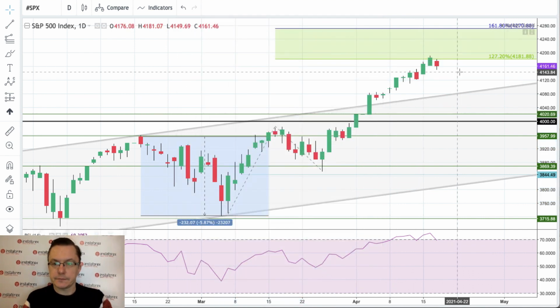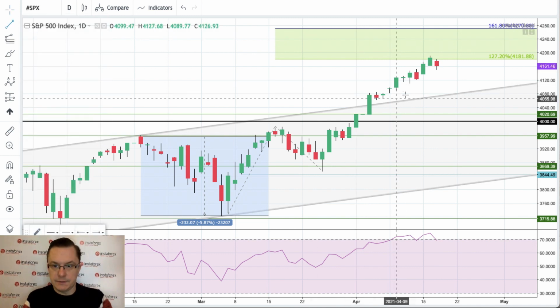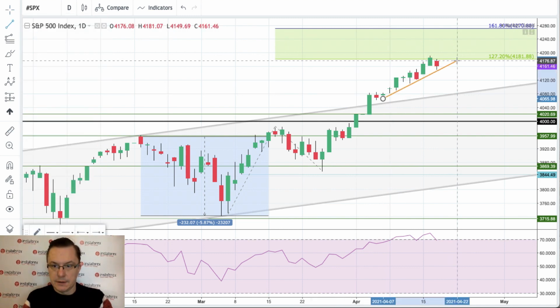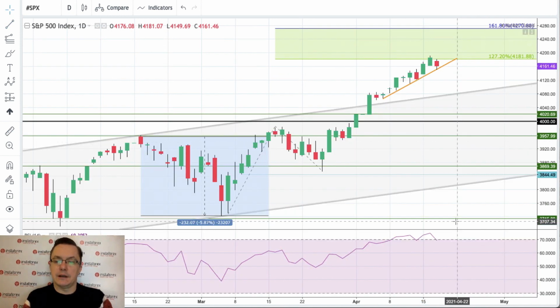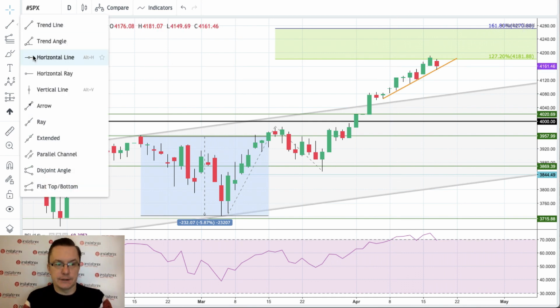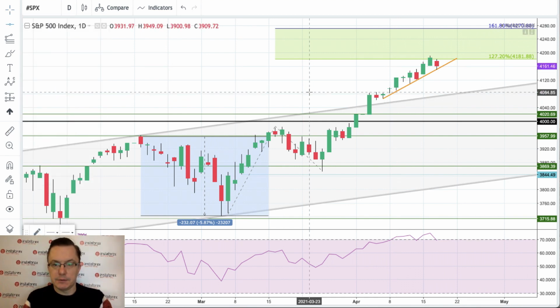There you go. So if we reverse here, we have this very short-term trend line. If we reverse below this trend line, out of the extremely overbought market conditions, the market might get back down to the channel, right? So we have this technical support here. Let me point it out for you.